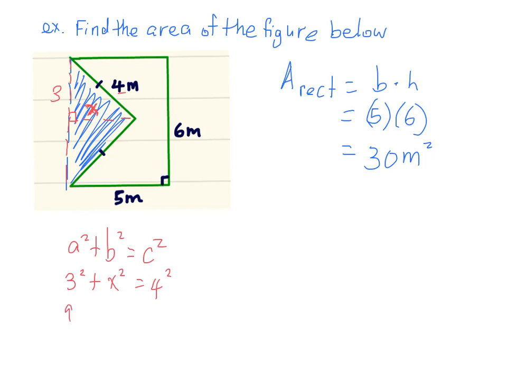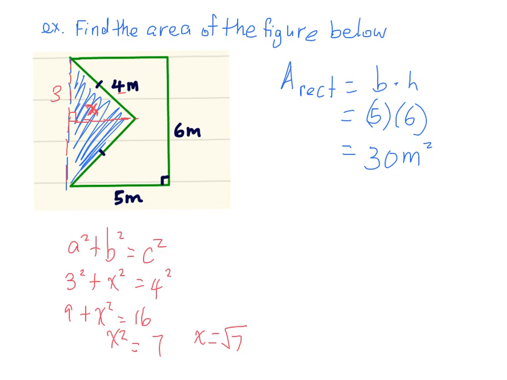We have 9 plus x squared is equal to 16. X squared is equal to 7, because you do 16 minus 9. And x is the square root of 7, which we can now use as the height of this triangle.